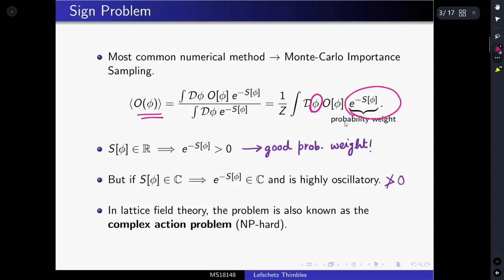So this is a good method and it works perfectly as long as the action here is real, that is the function in the exponent, because this acts as a good probability weight. It's greater than zero. But as soon as the action becomes complex, this is a problem since this can no longer be interpreted as a probability weight and is even highly oscillatory. So this does not work in that case. This is known as the complex action problem, or more commonly known as the sign problem in lattice QCD and other areas of physics as well.